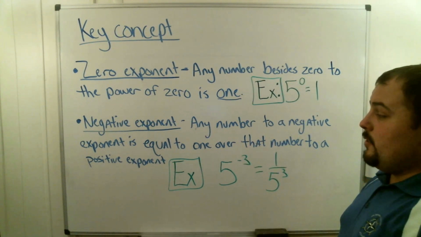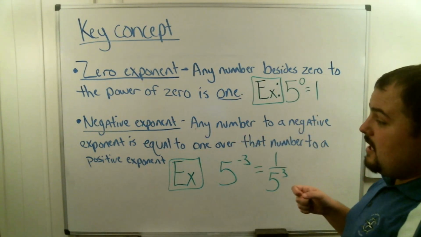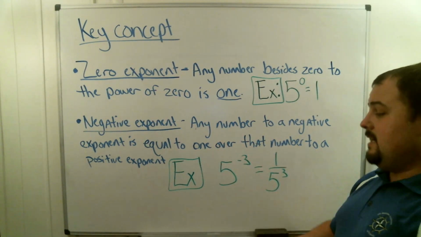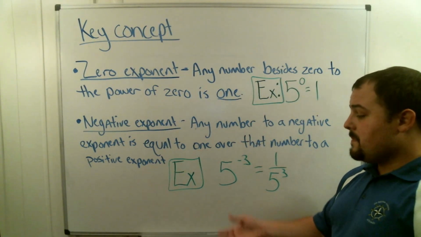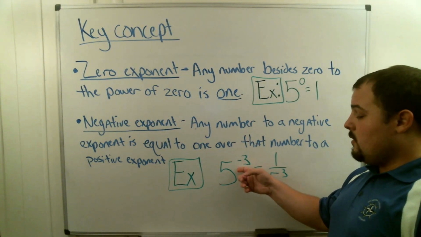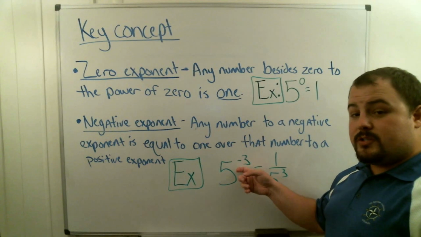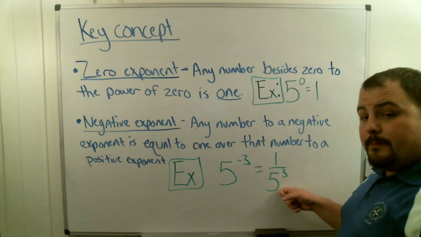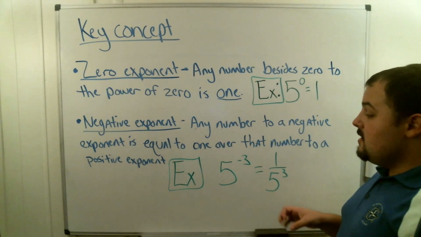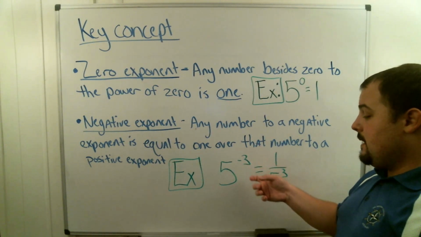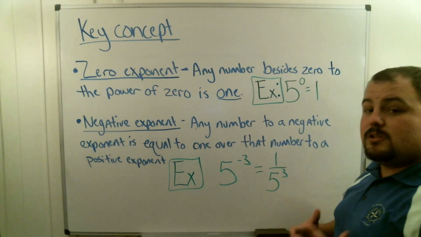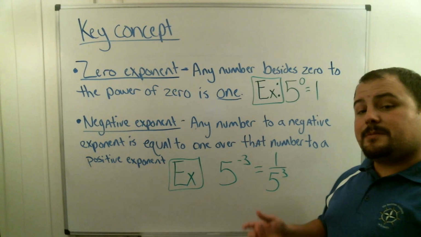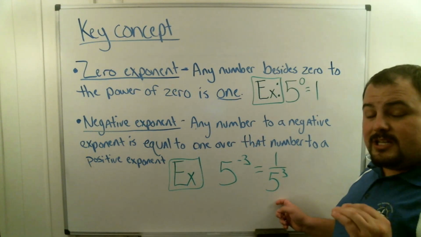Now, a negative exponent is when we have any number to a negative exponent, it's going to be equal to 1 over that number to a positive exponent. So here's an example. If I had 5 to the power of negative 3, what I could do is put a 1 on top, that's 1 over that same number, but now the exponent's positive. So 5 to the negative 3rd power is going to equal 1 over 5 to the positive 3rd power. Whenever you have a negative exponent, that actually becomes a positive whenever we put it on the denominator.